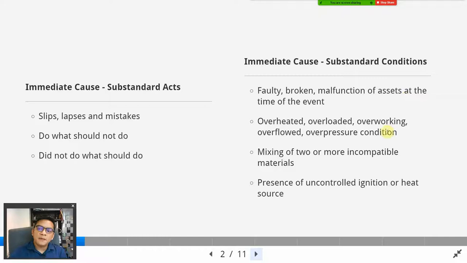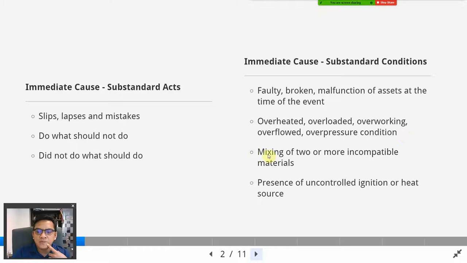It might be that at that point in time the productive assets overheated. Maybe a machine overheated, overloaded with materials, overworking. The machine is supposed to work for 2 hours, but you run it for 8 hours. Overflow, overpressure conditions, everything that you can find "over", and sometimes under, not enough flow. The flow should be this volume, but it doesn't. The reality does not fill into that volume, so it created a dangerous situation.